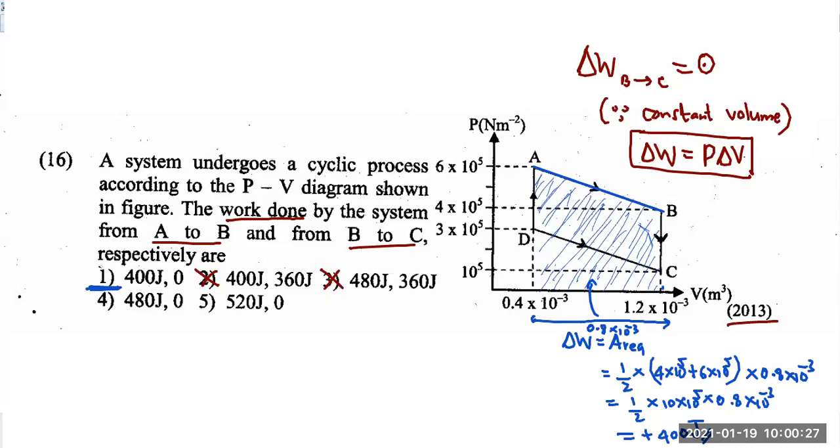They have given you a parallelogram to distract you, to see if you will find the area of the parallelogram. You have to be careful. If you find the area of the parallelogram, it's incorrect. You have to find the area under the line AB, because they are talking about the work done during a single process, not a cyclic process. So the answer is the first.